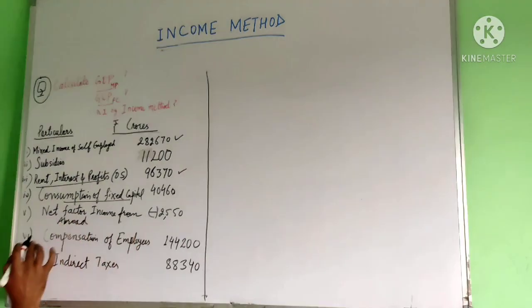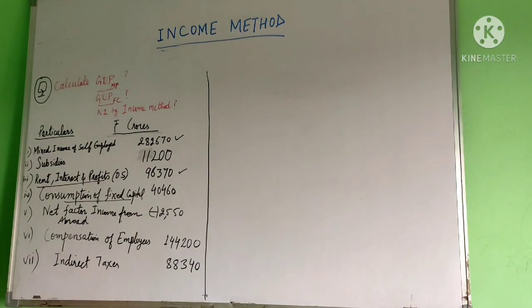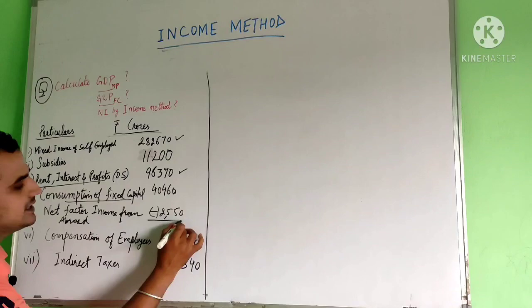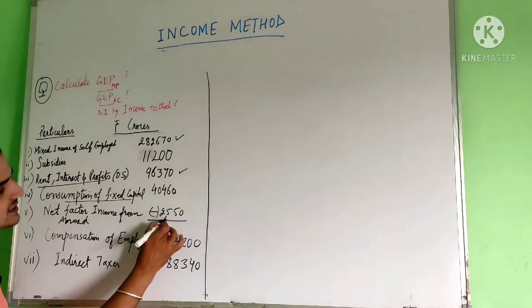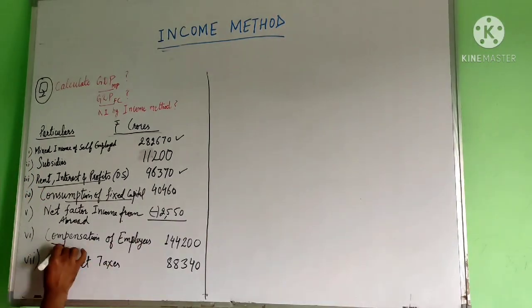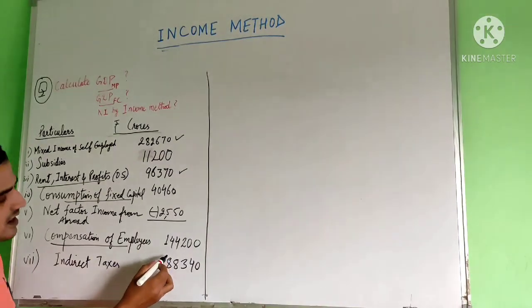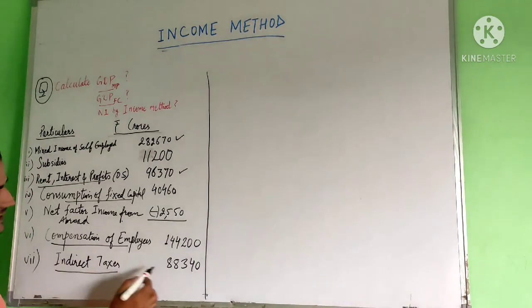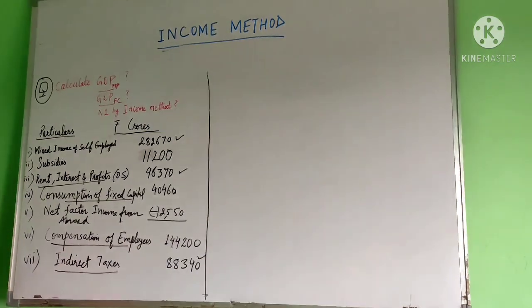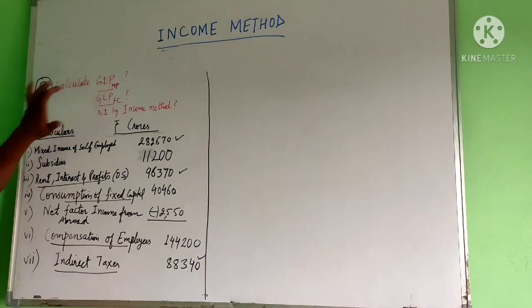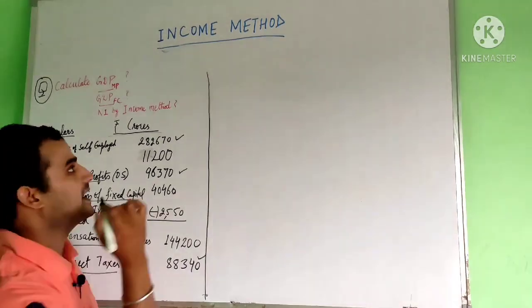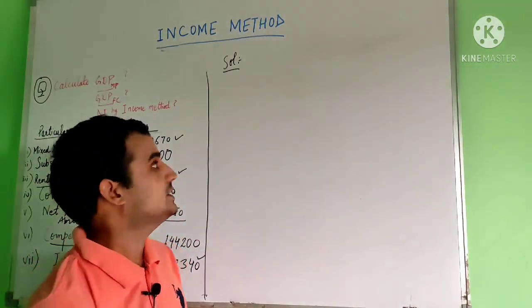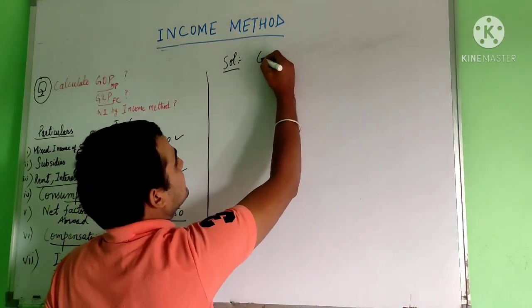Net factor income from abroad, NFIA, is in negative terms, minus 2,550. Compensation of employees is given here as 1,44,200, and indirect taxes are 88,340. Now first of all we will see how we can calculate GDP at market price.